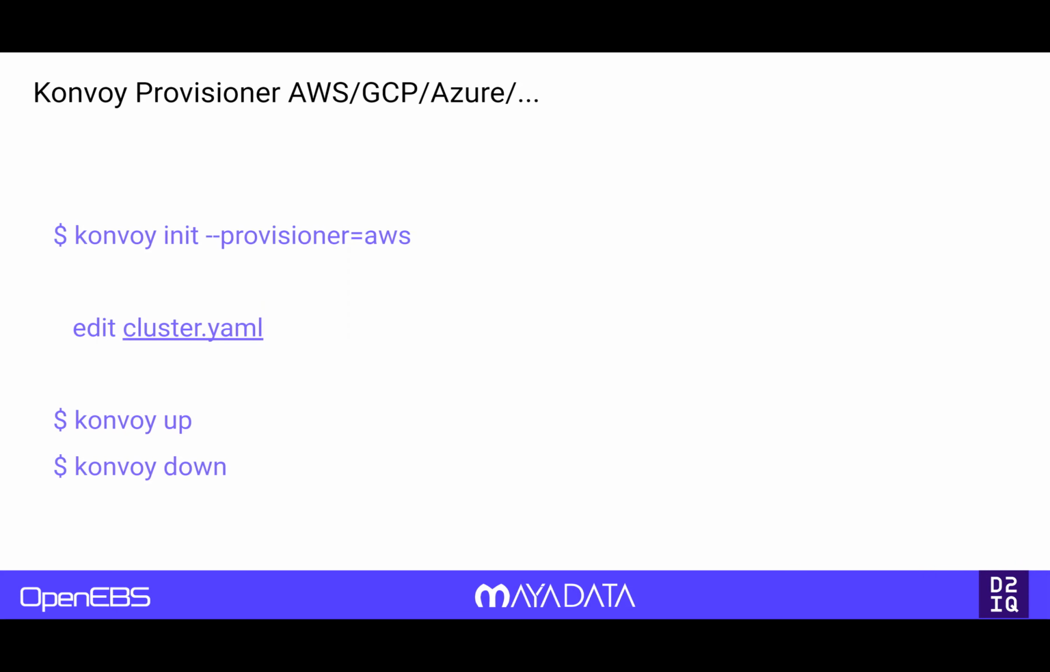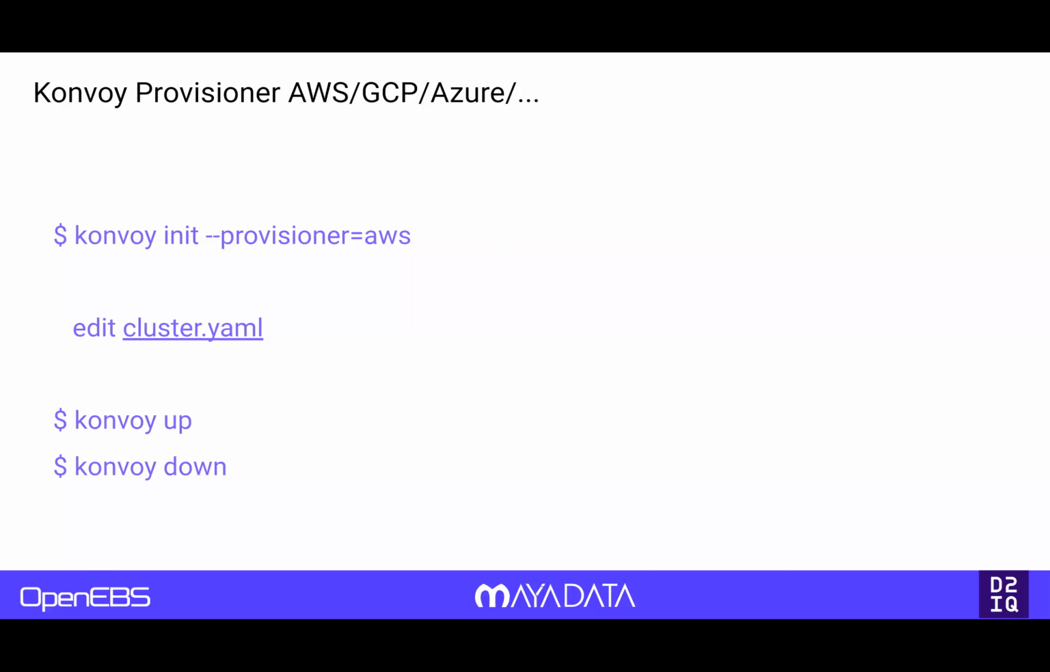So initially, I said part of the command flow is also this init. So let's say you want to launch a cluster, and from the get-go, you want to have 10 nodes, right? So in this case, before you run the up, you actually run a Konvoy init. And you run it with a provisioner option, right? So default is AWS, and that command will just create you the cluster YAML file.